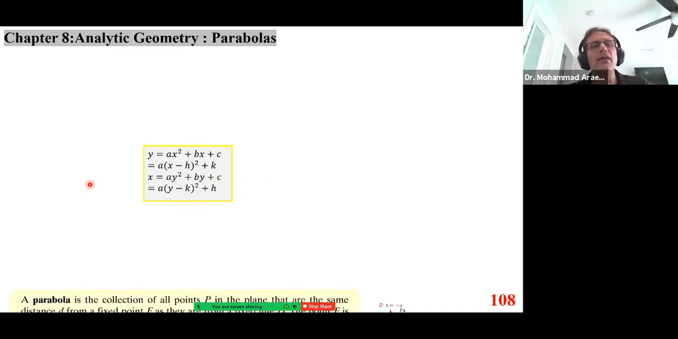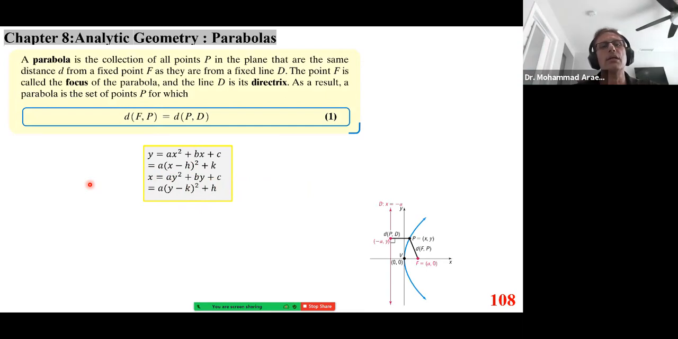First, the definition of a parabola. A parabola is a collection of all points in the plane that are the same distance from a fixed point called the focus and a fixed line called the directrix. So when we look at this one, if we pick any point P, the distance from this focus is the same as the distance from this line.